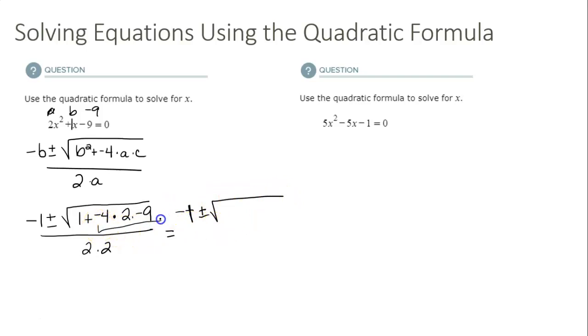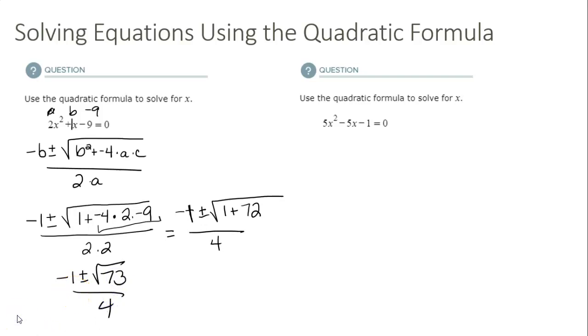The biggest mistake people make is right here. This is not a negative number. This is 1 plus -4 times 2 is -8. -8 times -9 is 72. And then we have 2 times 2, which is 4. This becomes -1 plus or minus the square root of 73 all over 4.